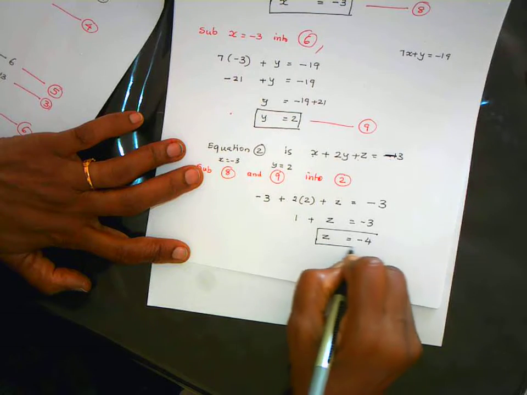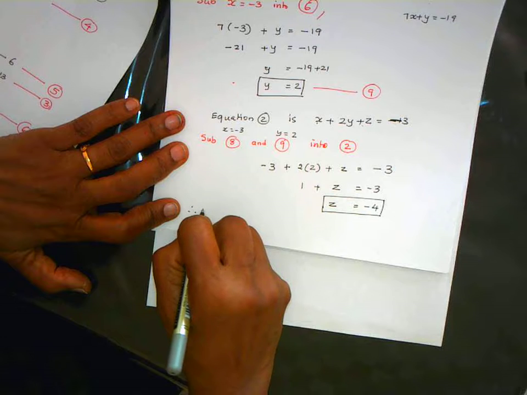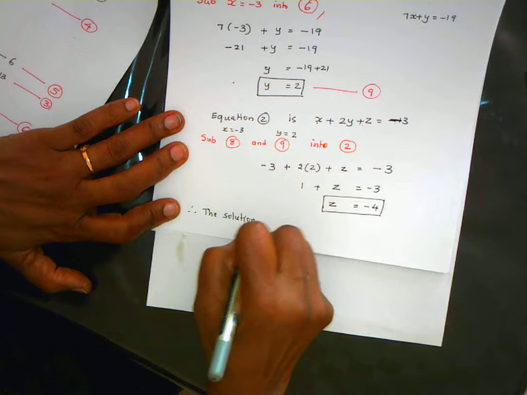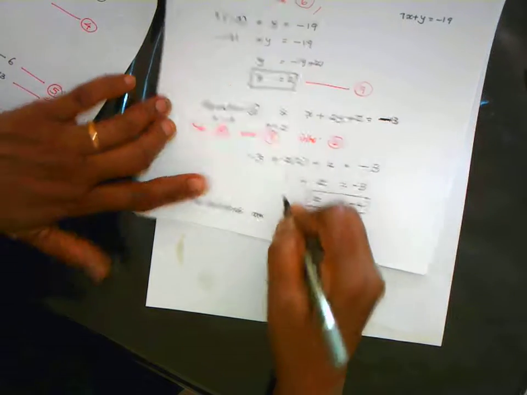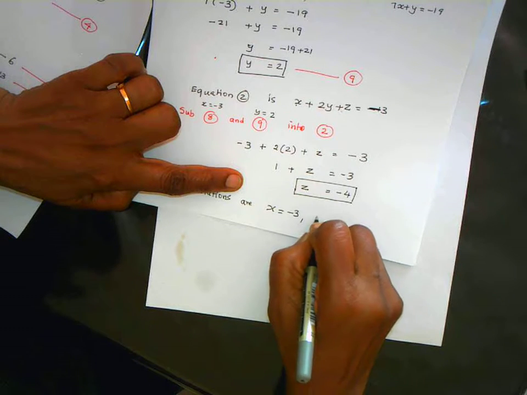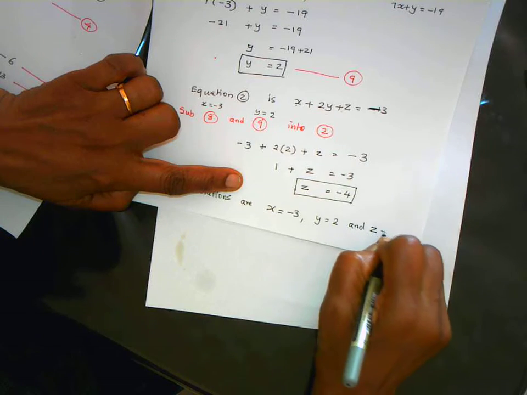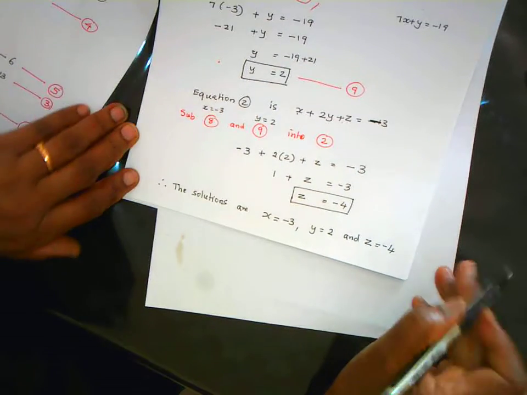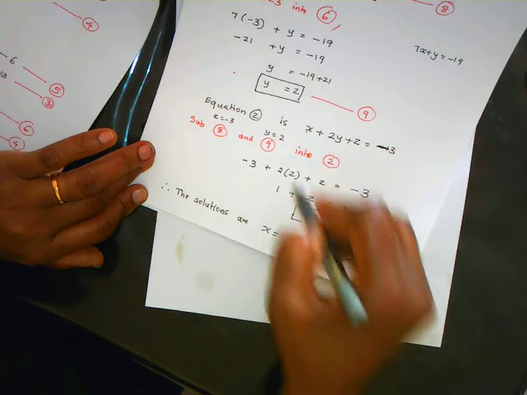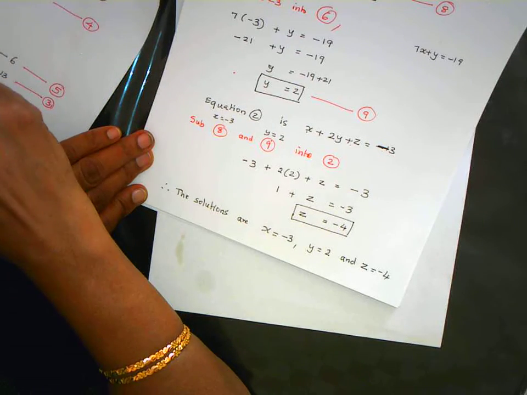So we got the values. Therefore the solutions are x equal to minus 3, y equal to 2, and z equal to minus 4. Again, if you want to check that your answers are right, you go back and sub these x, y, z values into the equations and see whether they make sense.